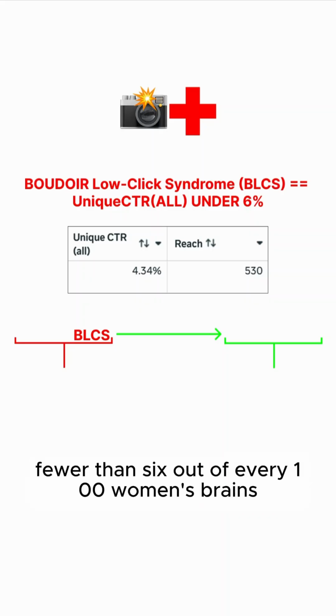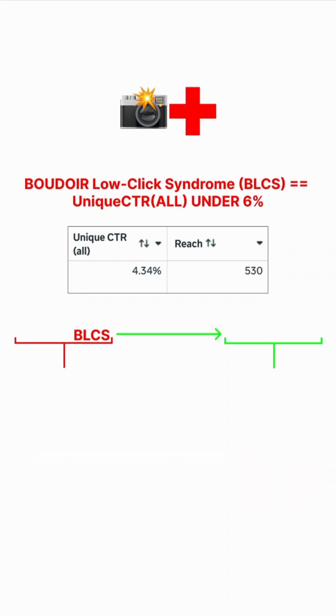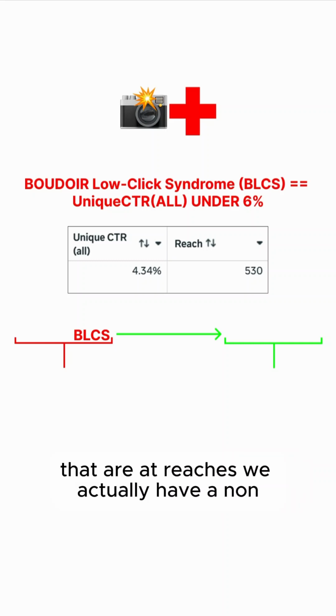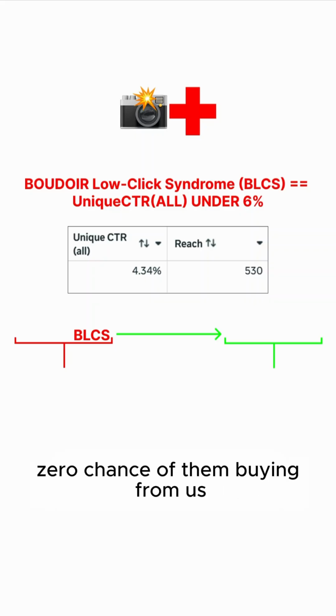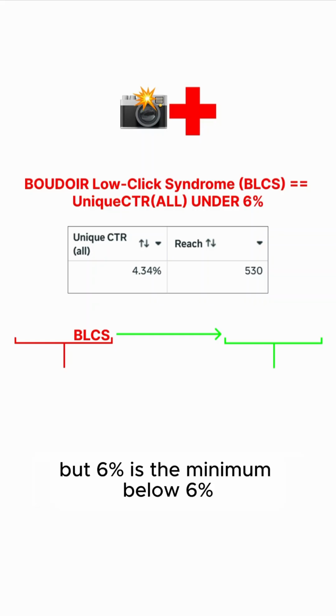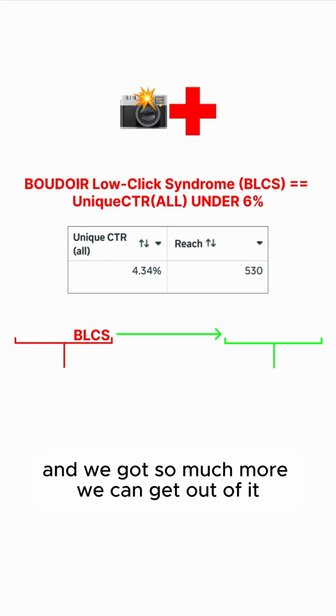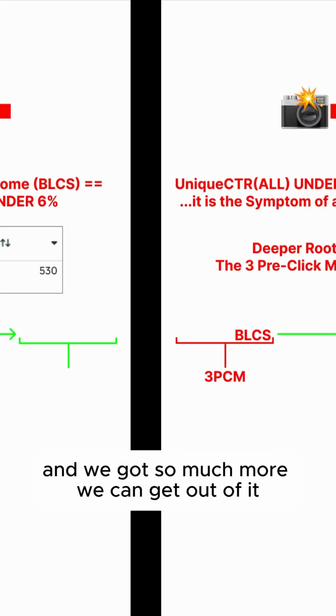ad is entering fewer than 6 out of every 100 women's brains, which means fewer than 6 out of every 100 women that our ad reaches, we actually have a non-zero chance of them buying from us. So we actually got to get this number as high as possible, but 6% is the minimum. Below 6%, we got a real problem, and we got so much more we can get out of it.